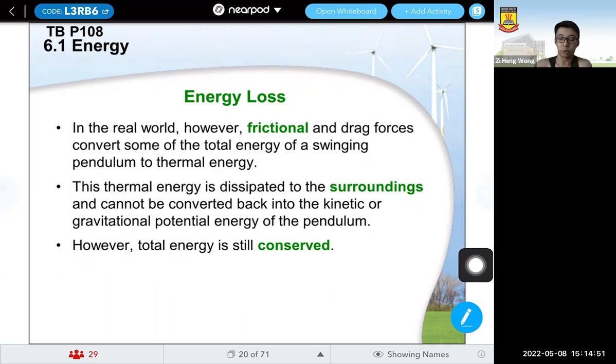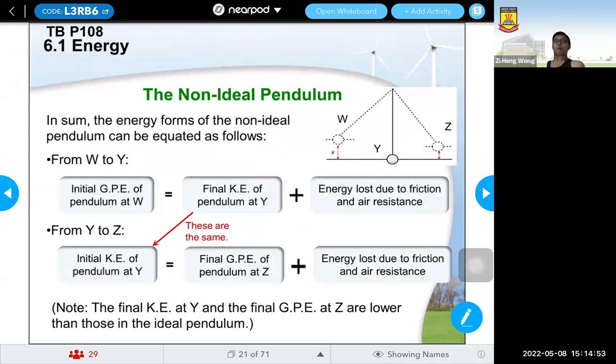What do we mean? So let's take a look. In the same story, if we account for energy loss, let's say in the case of a non-ideal pendulum, where there's air resistance, what happens is when it goes from W to Y, the initial GPE over here will be slightly larger than the final KE here. In terms of writing out the equation, the initial GPE here will be equal to the final KE here plus any energy lost due to air resistance. So from here to here, there's already energy lost.